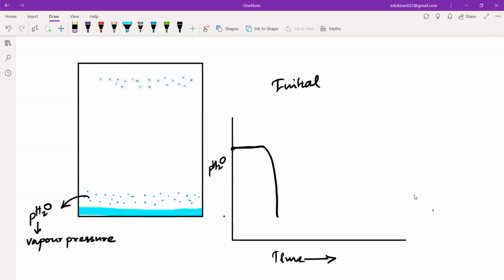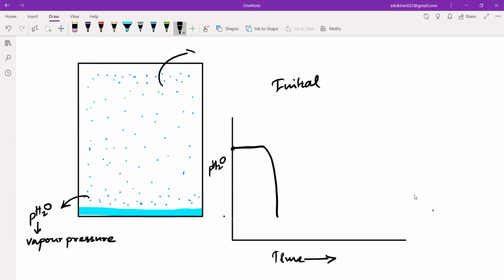Now, when they move upward, there will be some vacant space left here, and more molecules of water will be getting evaporated, right? Now we have more H2O molecules which are evaporated because the volume has increased. Slowly they will be covering up the whole volume. The number of moles of H2O is increasing, and we know that the number of moles and the pressure have a direct relationship. That means the PH2O will also slowly increase.